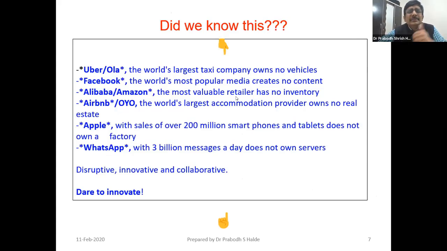I always am amazed: Uber, Ola do not have their own cars. Facebook does not have its own server. Alibaba, Amazon do not have their own market yard.